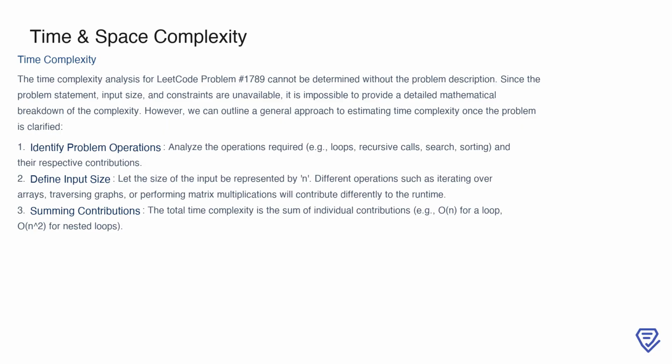Next, we define the size of the input, often denoted as n. The operations we just identified are then evaluated based on how they scale with respect to n. For example, a single loop iterating through an array is O(n), while nested loops might lead to O(n²). Finally, the total time complexity is determined by combining the contributions of all these operations. This structured approach helps us estimate the computational cost of an algorithm once all problem details are clarified.